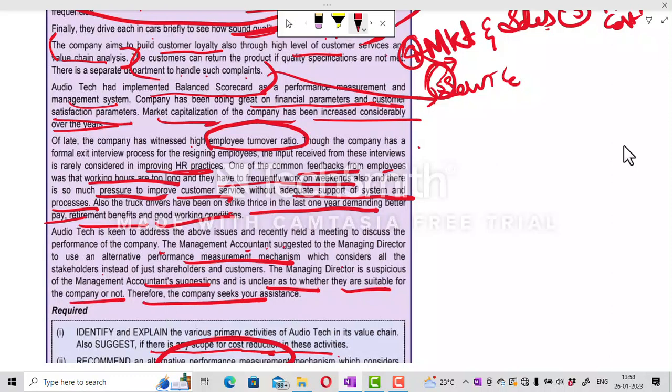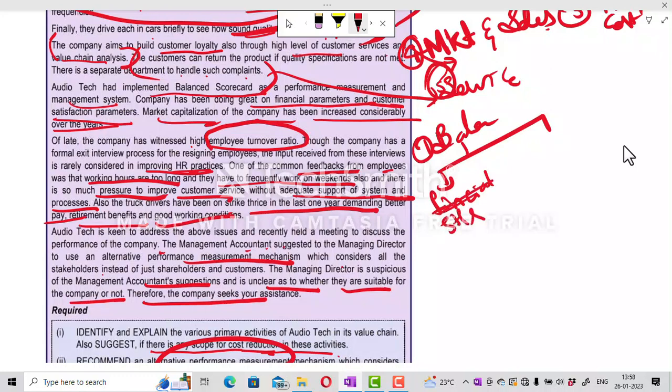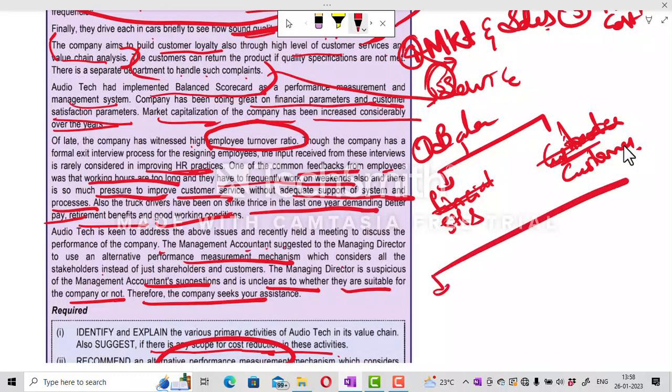So they are following the balanced scorecard now. As a balanced scorecard aims only at financial stakeholders, meaning shareholders and customers, we need to choose another strategy which focuses on employees also. Employees, shareholders, customers, and all other stakeholders. It might be their suppliers and government; all others will be their stakeholders.